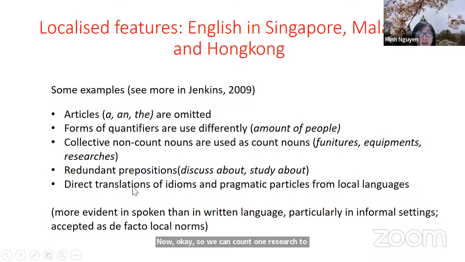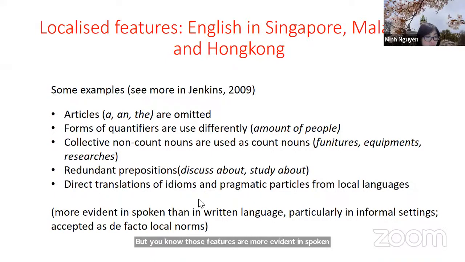Redundant prepositions. They tend to say discuss about instead of discuss, or study about instead of study, for example. There's also direct translation of idioms and pragmatic particles from local languages. Those features are more evident in spoken than in written language, particularly in informal settings.